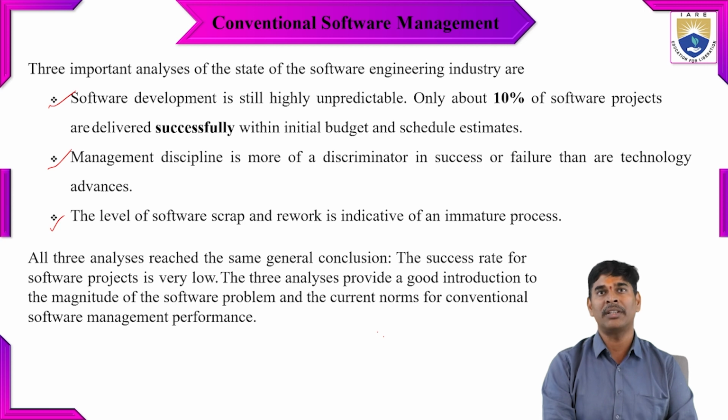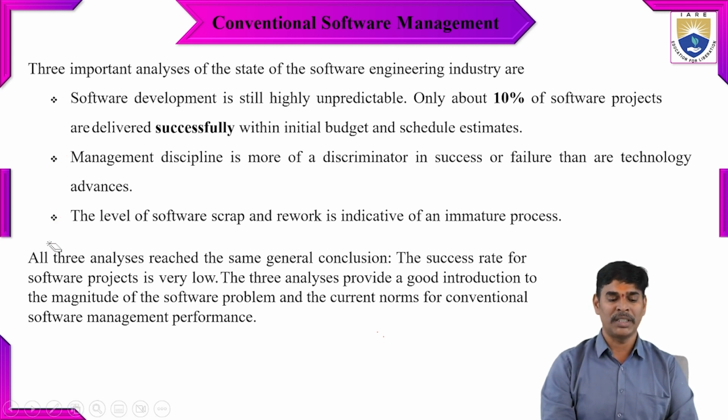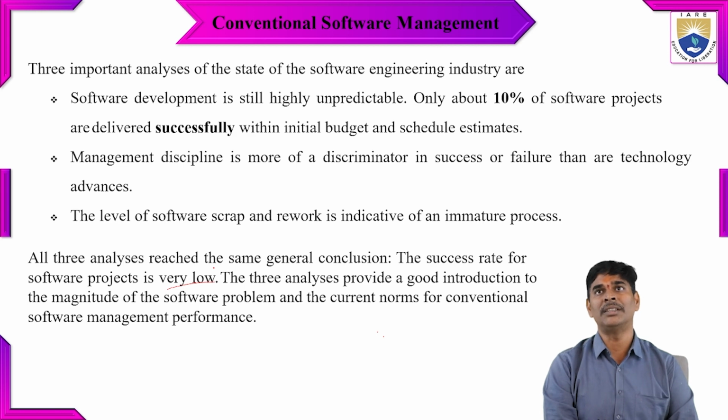So they have to rework the indicator of the immature process. Based upon this, these are the three main important analyses of the software engineering project. The main conclusion is that the success rate for software projects is very low. It means we have only 10% successful delivery of software projects. The remaining 90%, this organization cannot deliver within the stipulated time.